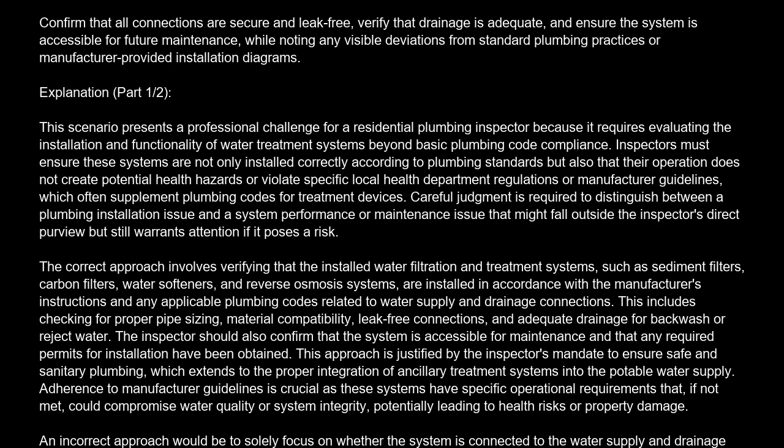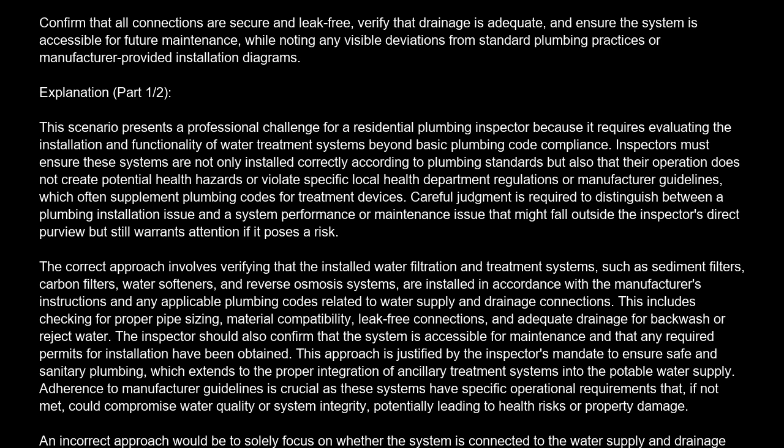The correct answer is C. Confirm that all connections are secure and leak-free, verify that drainage is adequate, and ensure the system is accessible for future maintenance, while noting any visible deviations from standard plumbing practices or manufacturer-provided installation diagrams.